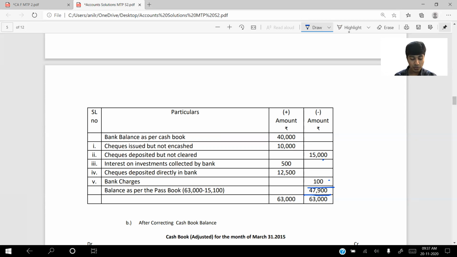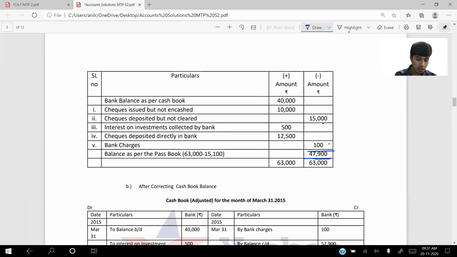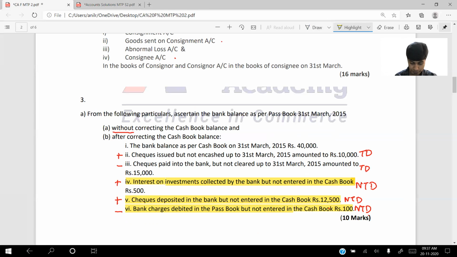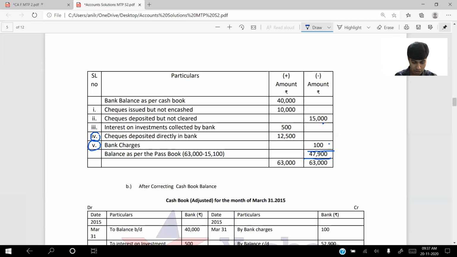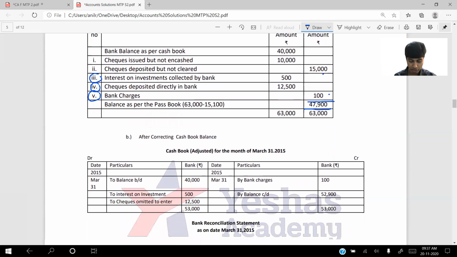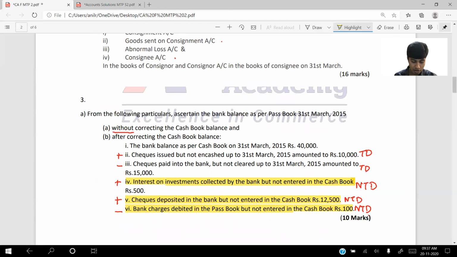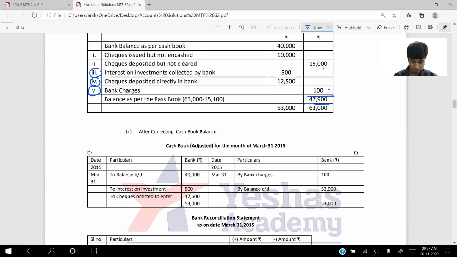You get that? Now what will I do in adjusted cash book? I take these items. What are those items? Item number 4, 5, 6. Okay, bank charges, interest and fixed deposit charges. Oh, these three, I guess. Yeah, I would have to adjust them. Have a look. What are those three items? 500, 12,500, 100. First, they are adjusted to 40,000. I'll arrive at 52,900.